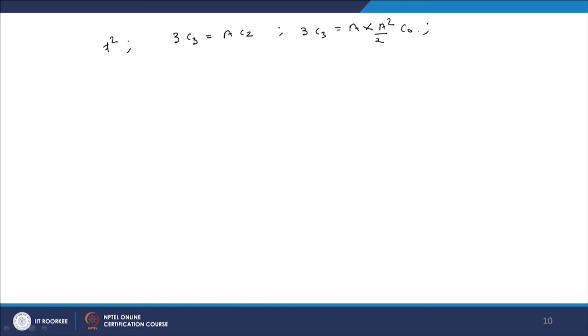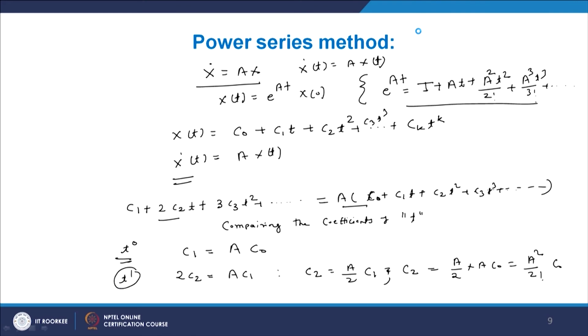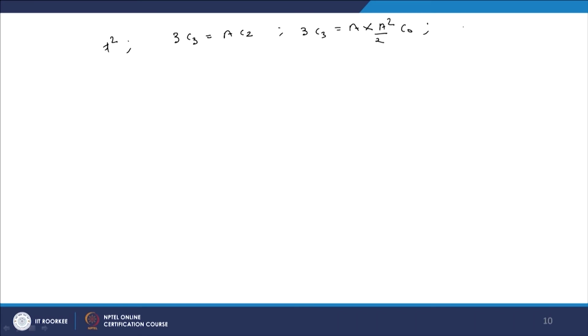Now, we got A square by 2 C naught, but we also know C naught has no specific value, so we can keep it like this only. We can write C3 equal to, taking the 3 to this side, A cube into C naught. So, here we can write this as 6 into A cube into C naught, and if you write this as factorial 3, that is 3 into 2, 6, A cube into C naught. Now, similarly we have to proceed further.